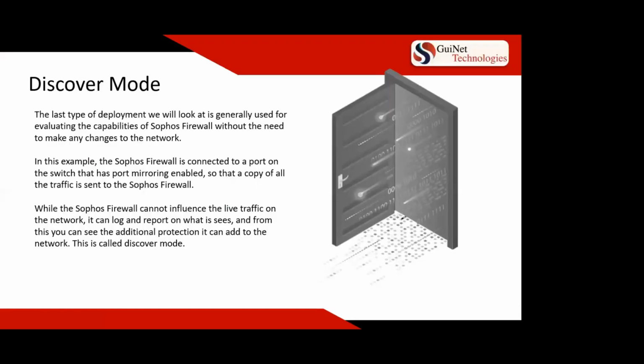The last type of deployment that we are looking at is generally used for evaluating the capabilities of Sophos firewall without the need of making any change to the rest of the network. In this example, Sophos firewall is connected to the port on the switch that has port mirroring enabled, so that a copy of all the traffic is sent to the Sophos firewall. As we know, once port mirroring is enabled with the help of discover mode, whatever traffic is passing from the switch will be sent to the Sophos firewall for auditing purposes.